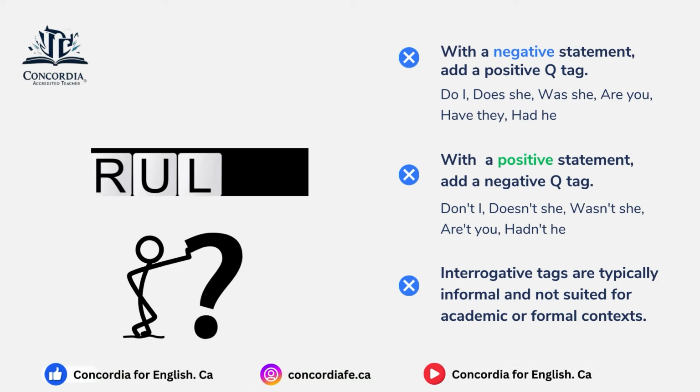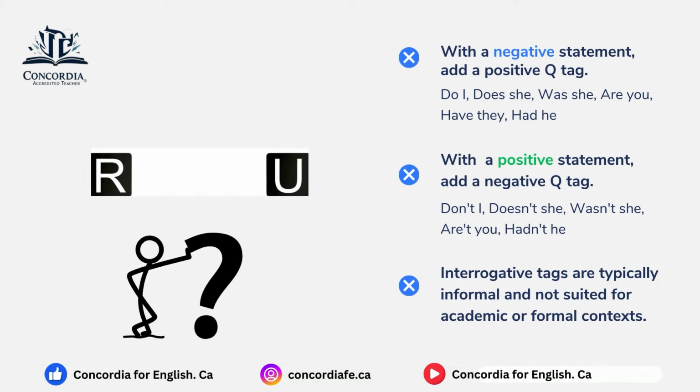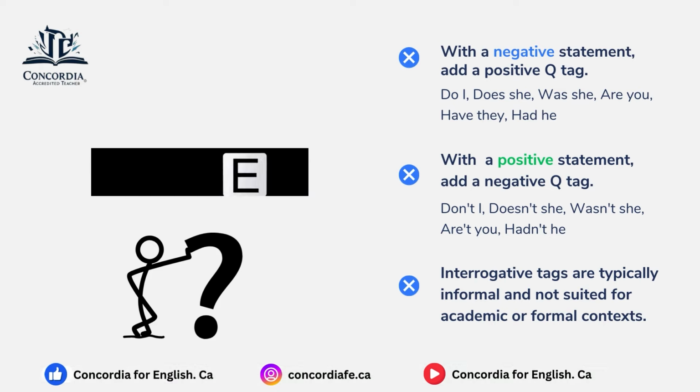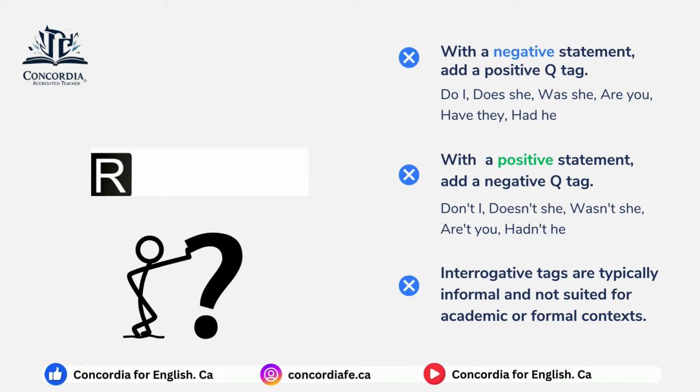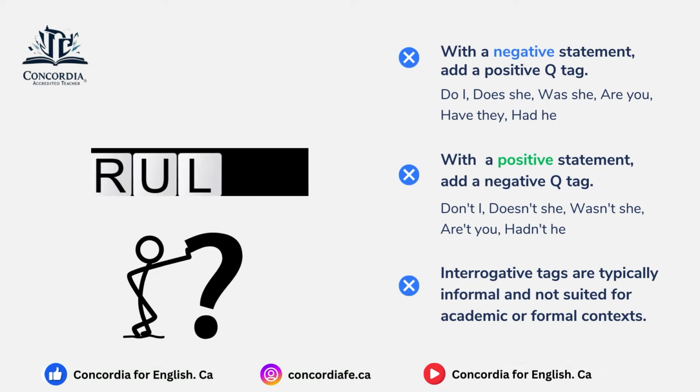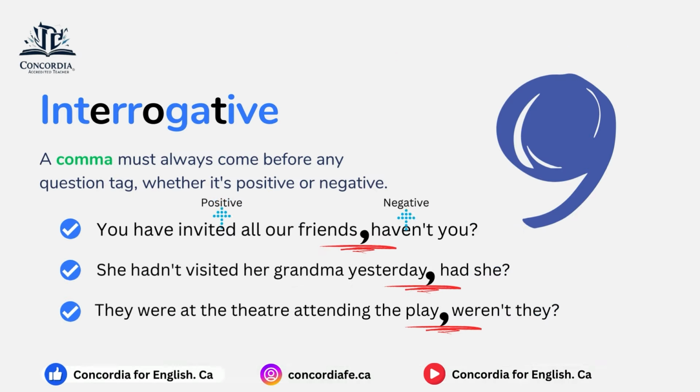The second rule is, whenever you have a positive statement, you need to add a negative question tag. All right, so keep thinking about it. If you have a negative statement, you need to add a positive question tag. If you have a positive statement, you need to add a negative question tag. So it's the opposite. Well, the last thing we're going to talk about here, you need to use a comma to separate the question tag from the rest of the statement.